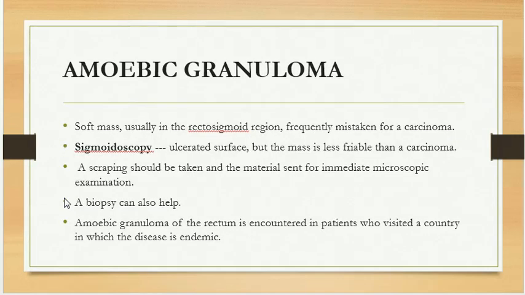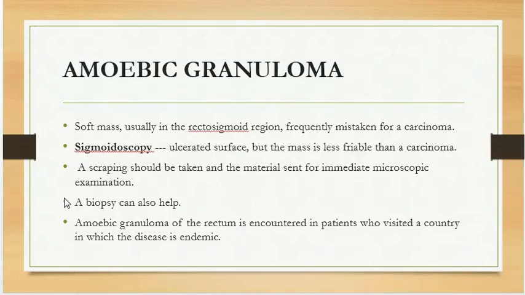Amoebic dysentery can lead to amoebic granuloma. What is amoebic granuloma? Due to amoebiasis, it is a soft mass, usually in the rectosigmoid region. Frequently, it is mistaken for a carcinoma. That's why I write down here amoebic granuloma. This is one differential diagnosis for carcinoma because it presents as a mass.